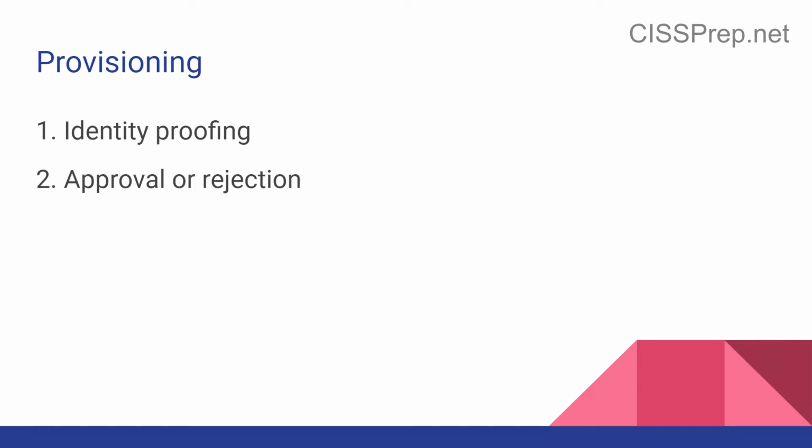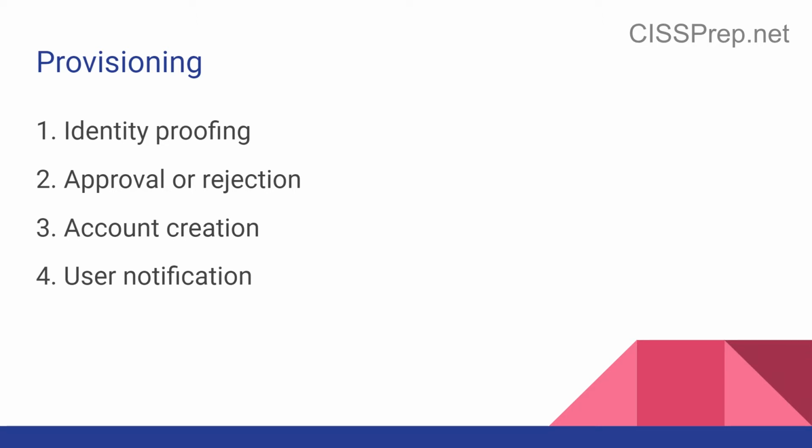Next, the request would either be approved or denied. It's important to take note of the roles here. The data owner would be the one approving or rejecting the request. The data owner would also be the one to provide any guidance or clarification on types of access, such as production or testing environments. Next, the account creation, which would be done by the data custodian. And finally, both the user and the data owner would be notified that the account has been created, and that notification is done by the data custodian.